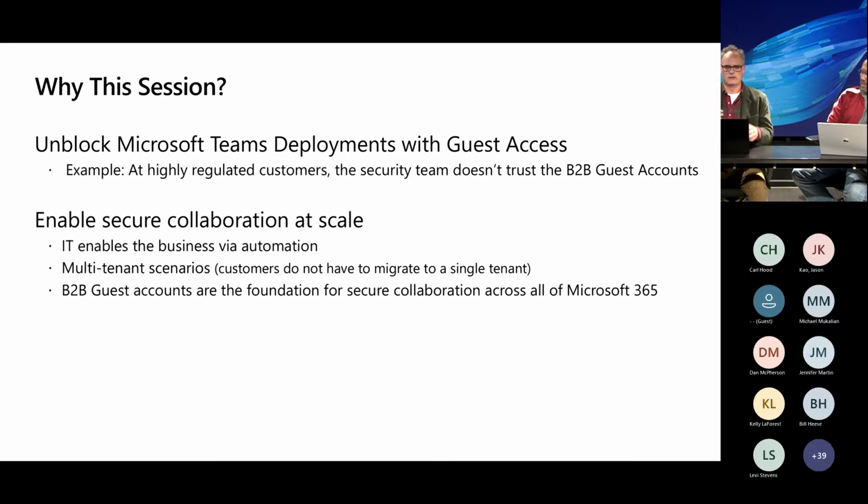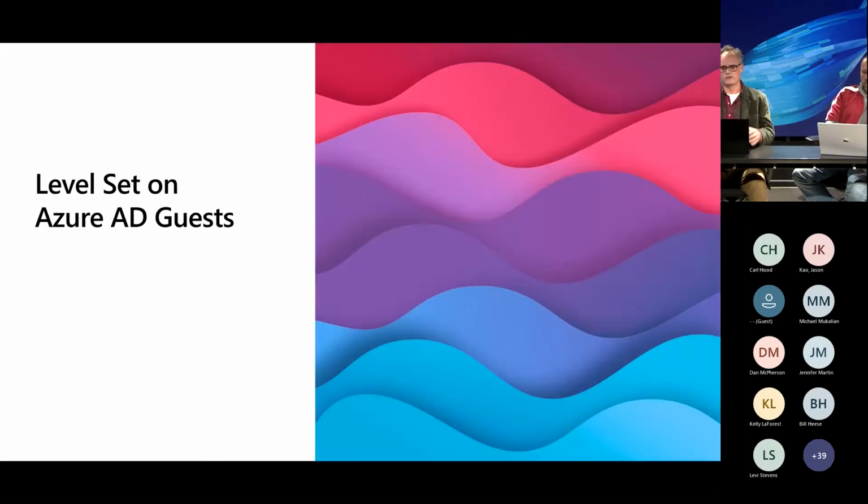The second part is: how do we drive collaboration at scale? It's one thing to bring guests in one at a time and send out some invites. It's another to say, maybe we had a merger and acquisition and we need to bring in 100 or 1,000 or maybe 10,000 people at scale and give them the same access as in groups, maybe a finance department, maybe HR, and do that very programmatically. We see that in many scenarios: multi-tenant, a merger and acquisition, or just working very closely with a partner. Overall, B2B guest accounts are the foundation of all key collaboration inside of Microsoft 365. So it's not just Teams, it's SharePoint, it's anything else you can think of.